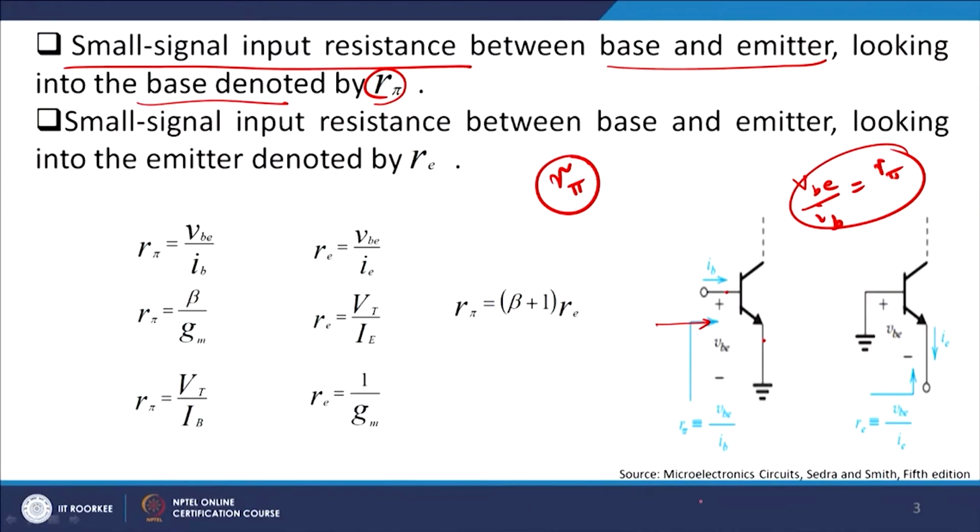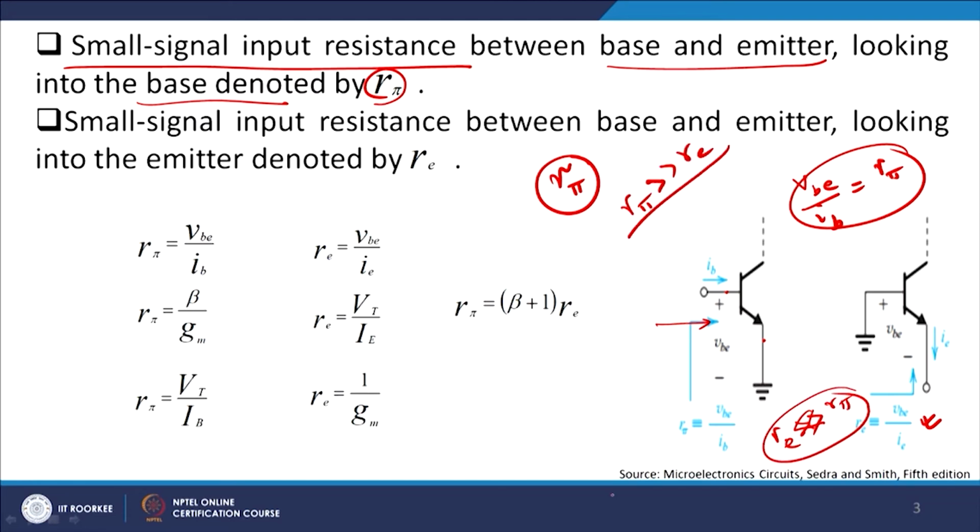Another is re, which is basically the base to emitter resistance looking from the emitter side. So, you give a potential on the emitter side and you ground the base side, and then looking at that you will get the value of re equal to VBE by IE, right. Obviously, as you can find out, IE is much larger as compared to IB. So, I would expect to see re to be much smaller as compared to r pi. So, r pi will be relatively larger as compared to re.